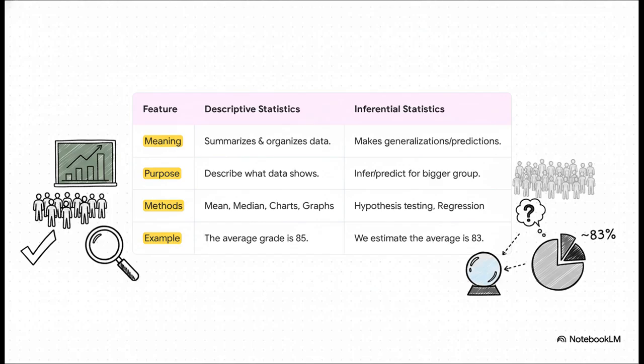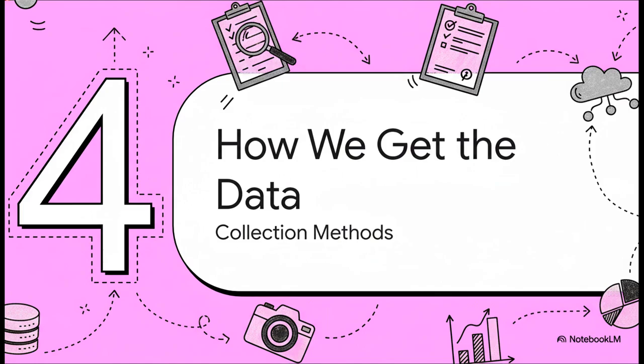The average grade of your class is 85. That's a descriptive fact. It is what it is. But saying, based on this sample, we estimate the average for all 100 students is probably around 83, that's an inference. You see the massive difference? One is a certainty about a small group, the other is a calculated guess about a much, much larger one. Now, it's super important to remember that both of these powerful methods are totally useless without one thing: good data.